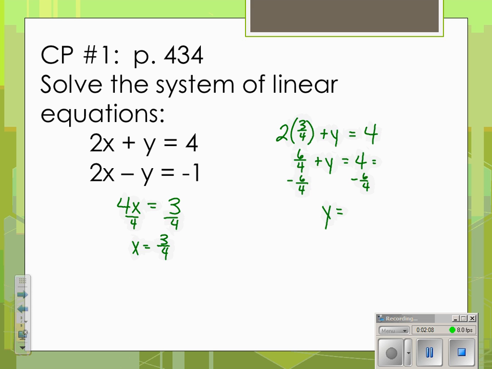I'm just going to rewrite 4 so that it's in fourths. That's the same as 16/4. Now subtracting my 6, I have 10/4 or 5/2. So my solution looks to be the point (3/4, 5/2). Okay, if we were to take either of those and put them back into the original equation, hopefully they should work out.